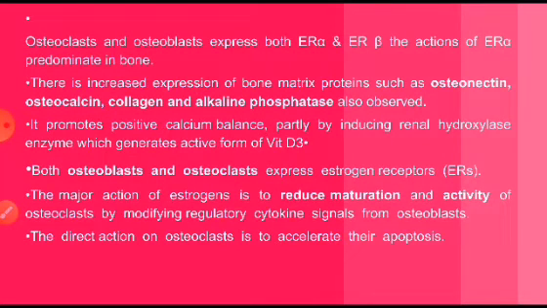Osteoclasts and osteoblasts express both ER alpha and ER beta. The actions of ER alpha predominate in bone. So estrogen binds on the ER alpha, which is present in the bone, and then performs this action. There is increased expression of bone matrix proteins such as osteonectin, osteocalcin, collagen, and alkaline phosphatase. It promotes positive calcium balance, partly by inducing renal hydroxylase enzyme, which generates the active form of vitamin D3.